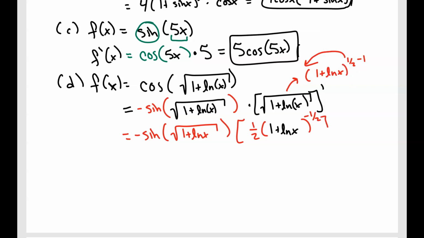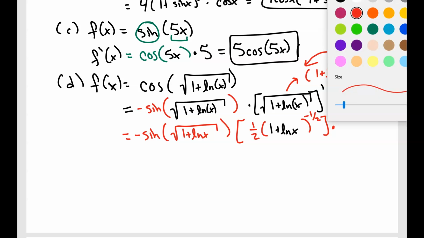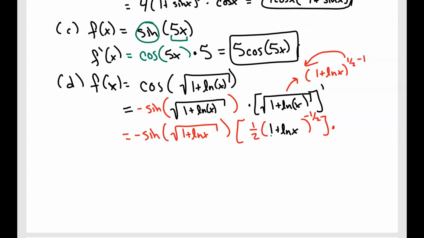And now we're going to multiply it by the derivative of the inside. Now the inside is going to be 1 plus ln of x. The derivative of 1 is just 0. The derivative of ln of x is just going to be 1 over x.